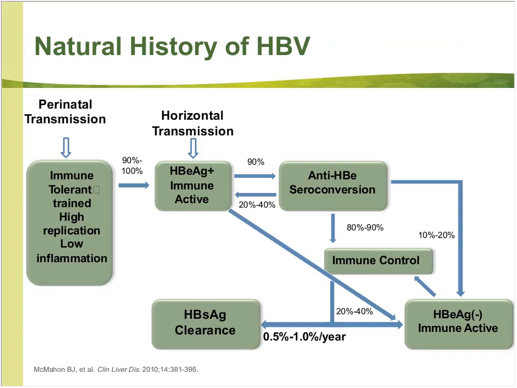Another diagram on the natural history of hepatitis B, knowing that the majority of hepatitis B in the world is perinatally transmitted from mother to child. Most patients then enter this high replication, low inflammation stage. Horizontal transmission usually is E antigen positive, wild type infection with immune active disease. And then we have these transitional states to immune control, E negative disease, and then S clearance.